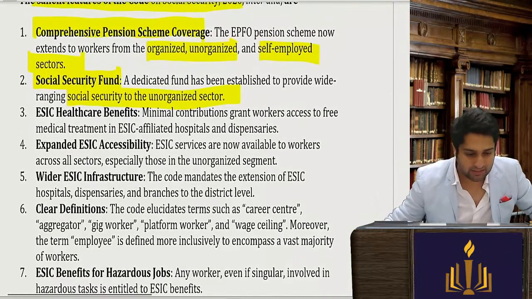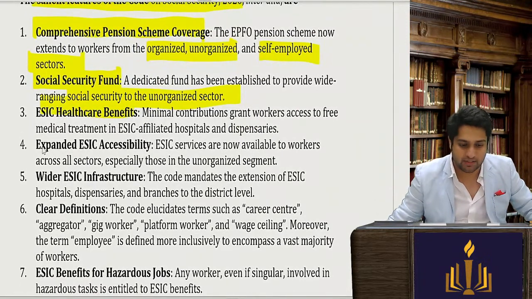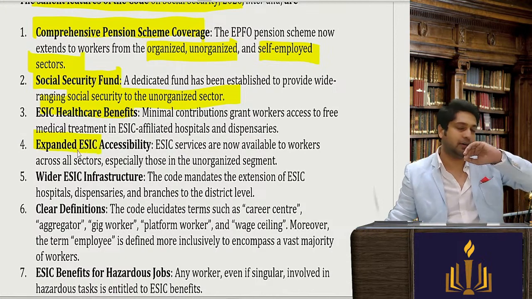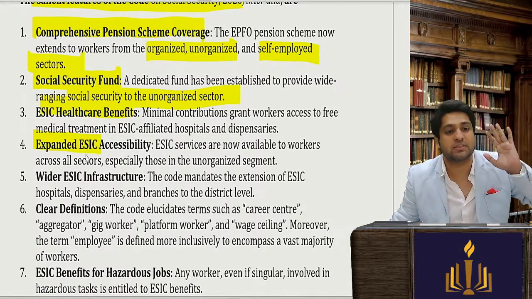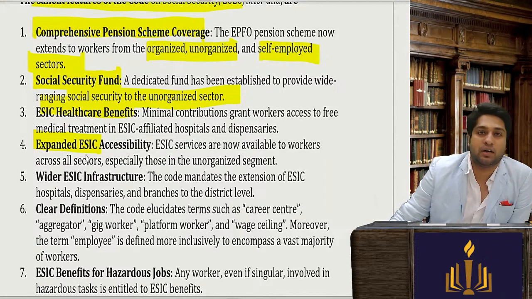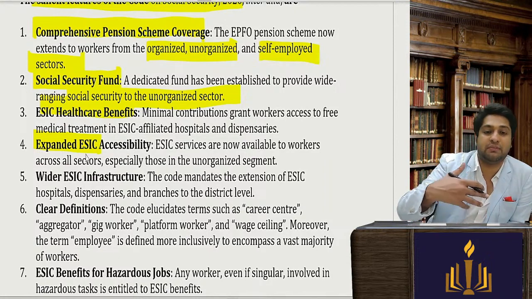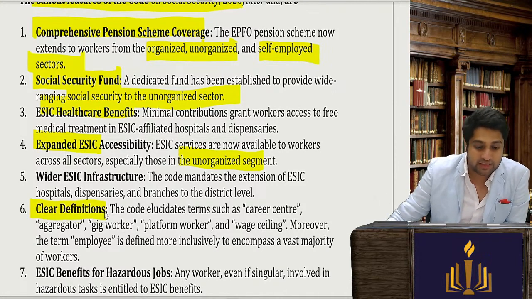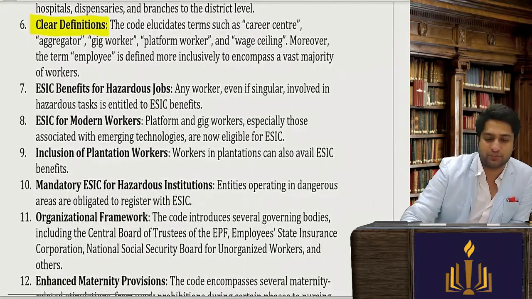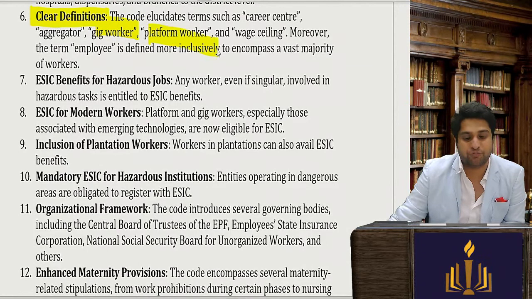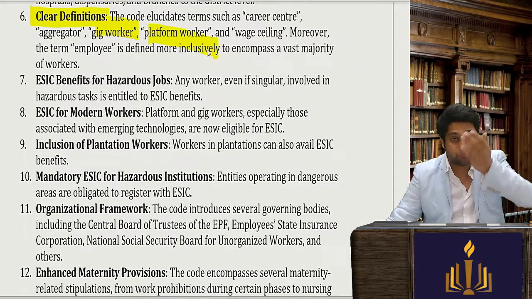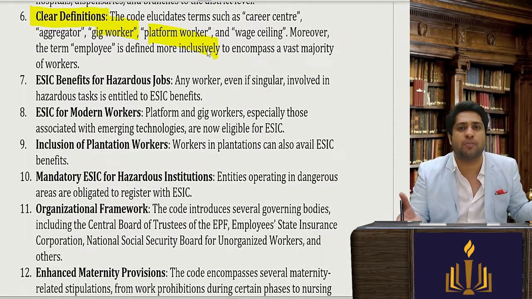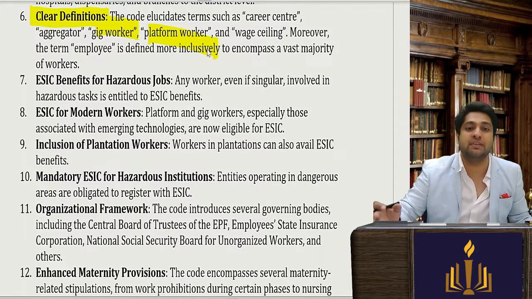Okay, then comes the ESI benefits. The ESI, the Employee State Insurance Act, and benefits will even be given to unorganized segments. Then clear definitions have been given, as we saw, of gig workers, even platform workers, those who are working on the platform for sweeping. You don't have formal agreements with them, so even they are covered.